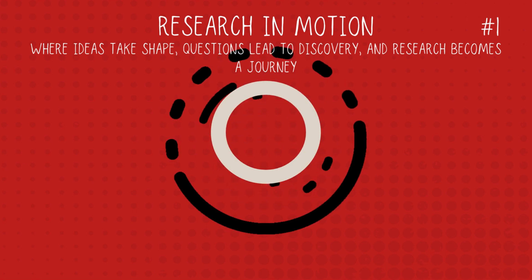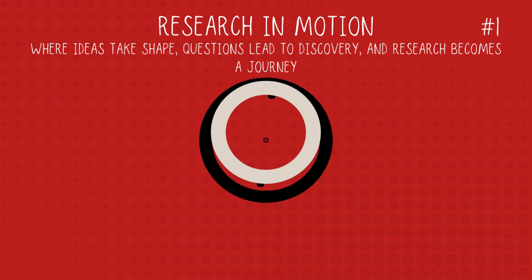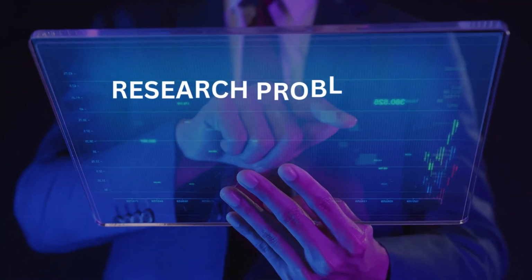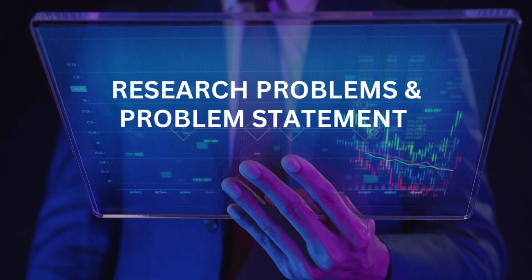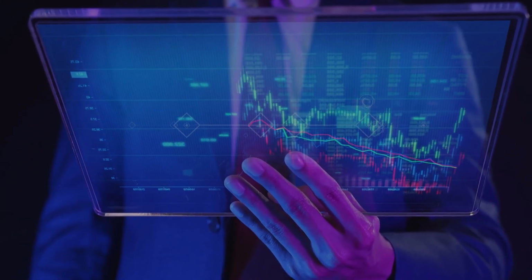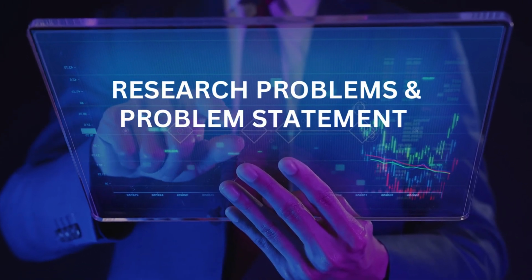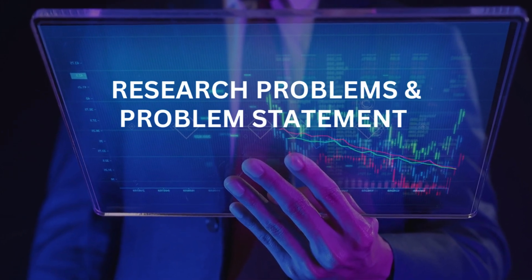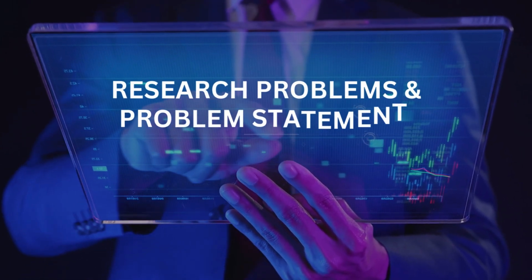So today we are going to explore an important concept in academic research, which is the research problem. We will look at what a research problem is, how it connects to a problem statement, and where research problems usually come from. By understanding this, you will be better prepared to define a clear and meaningful direction for your own research project.